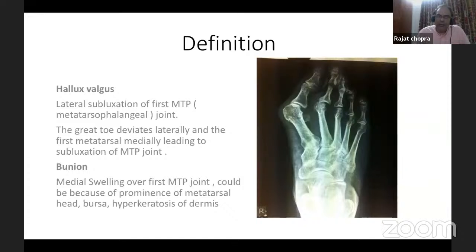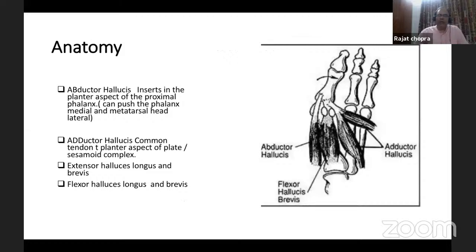The great toe goes laterally and the first metatarsal goes medially, leading to subluxation of the MTP joint. That's hallux valgus. If I can explain the anatomy to you, and explain why the deformity occurs, I think my job is done here. But for that, let's go through the anatomy.